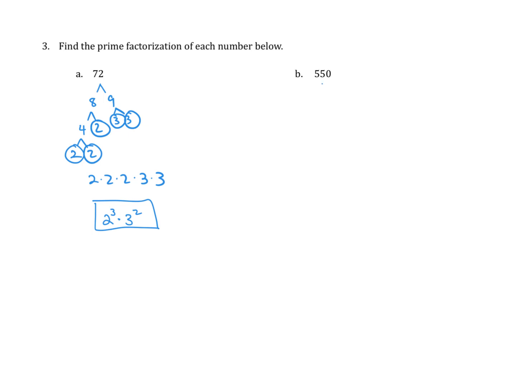And for 550, I'm going to do 55 times 10, and that would be 11 times 5. Both of those are primes. 10 is 2 times 5. Both of those are primes. So listing my prime factors from least to greatest, I have a 2, 2 5's, and an 11. That's 2 times 5 to the second power times 11.